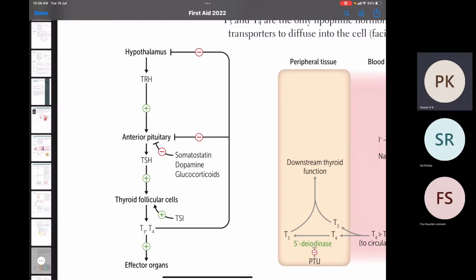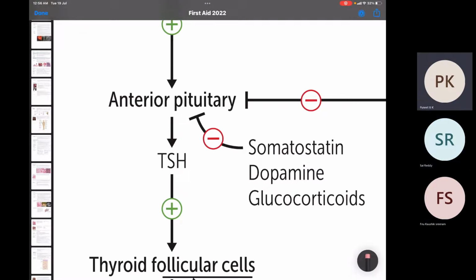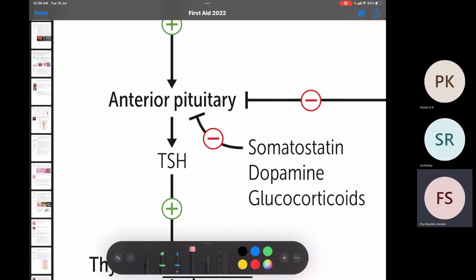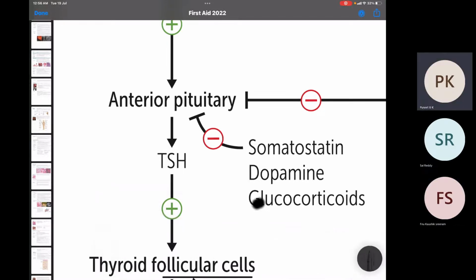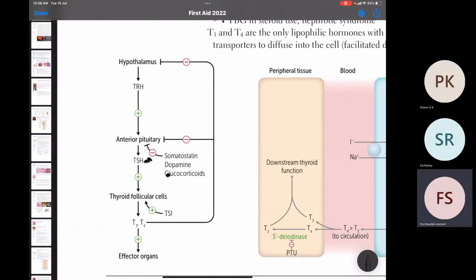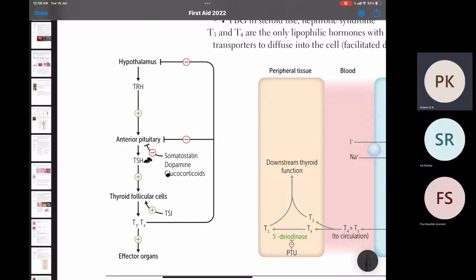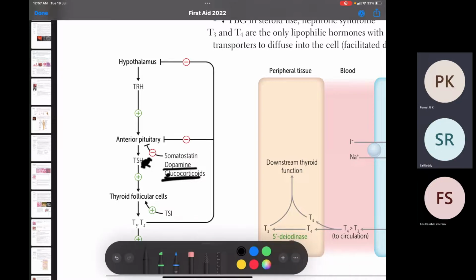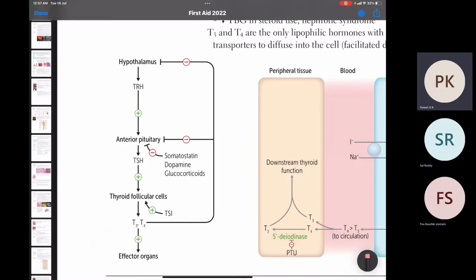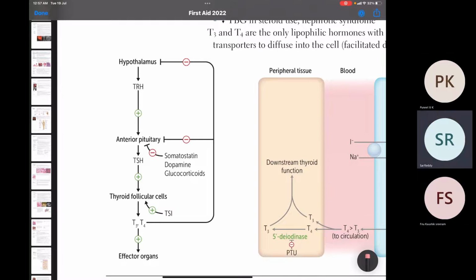So now my question. You have the TSH here, right? The TSH will go bind to its receptor, and then after that, everything continues. Now, see, like they've shown here, dopamine and glucocorticoids basically compete with TSH and bind to its receptor competitively, therefore inhibiting thyroid hormone synthesis. That's how they work.